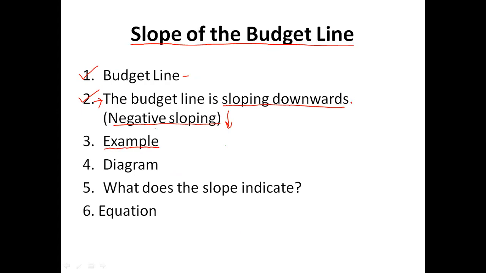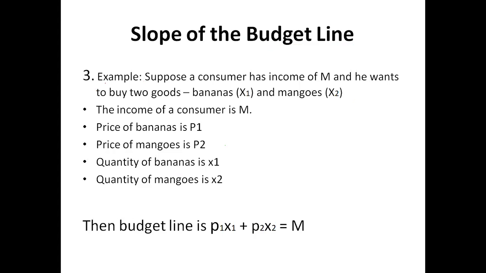Okay, shall we look at the example? What is that example here? I've already told you. Suppose a consumer has an income M, and he wants to buy two goods.